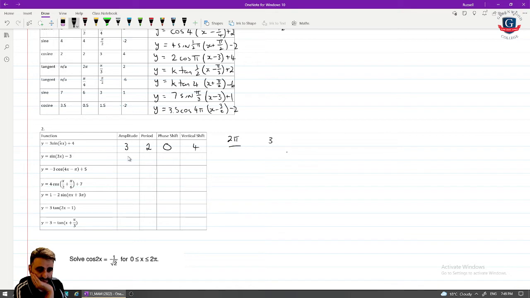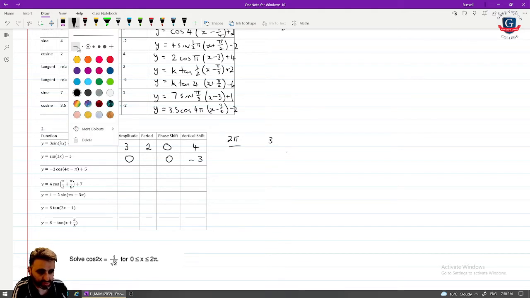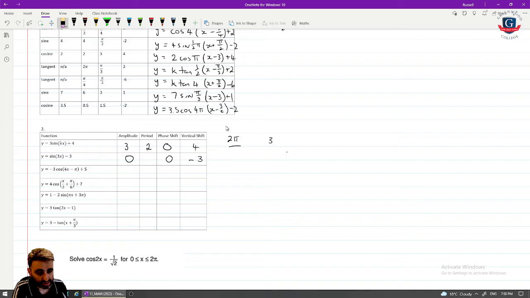We know that the amplitude is going to be 0. The vertical shift is going to be minus 3. There's no phase shift. So what would the period be? Well, it's normally 3 on 2, 2 on 3, I'm guessing. So 2 pi times 3 on 2, the 2's will cancel.